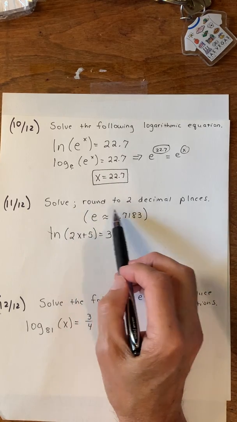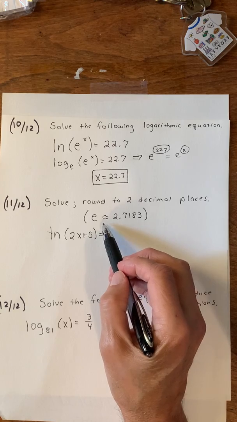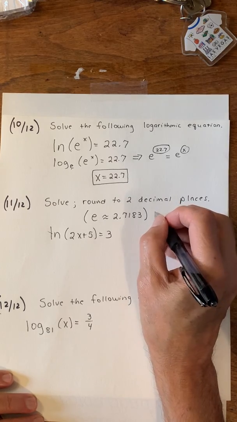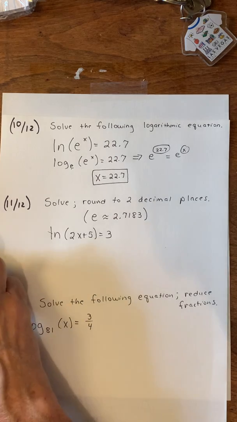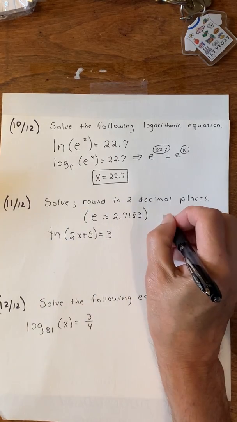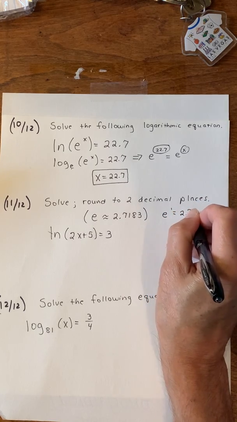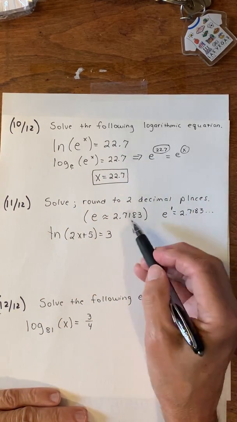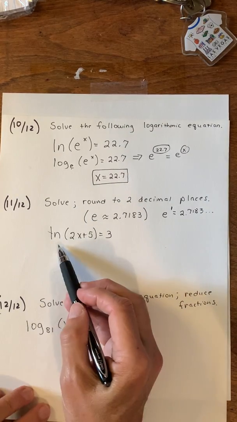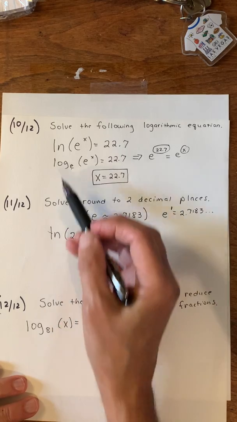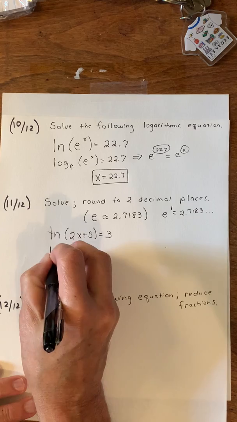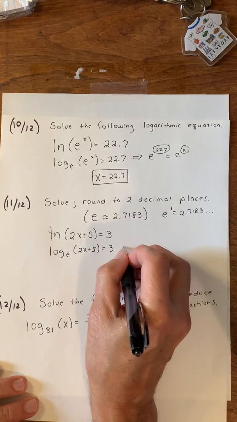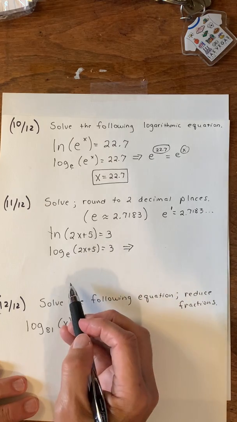Next, the last one. Solve, round to 2 decimal places. And here's my approximation for e, 2.7183. If you ever forget that, you can go to your calculator and use your function key e to the x and put in e to the first, and it will give you 2.7183, etc. So just find out what e to the first is on your calculator, so you're never far from knowing what e is. All right, this is what they want us to solve. And I'm going to re-express natural log as log base e.